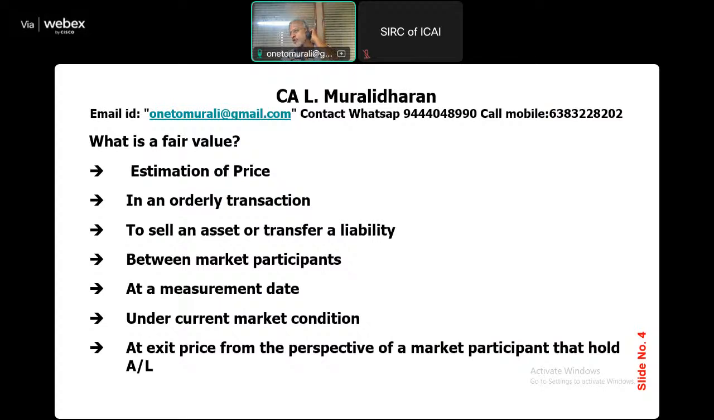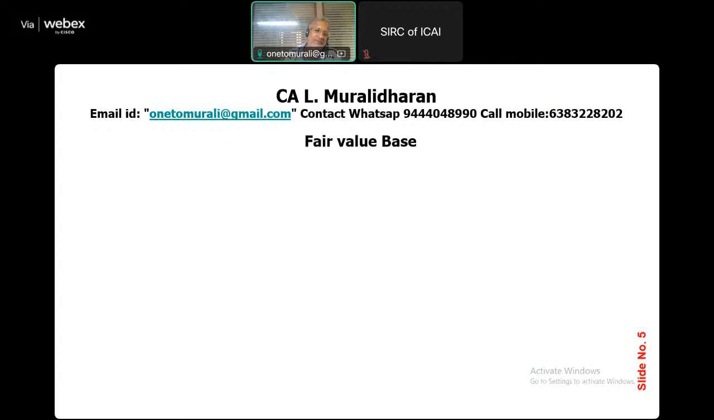We are not going to talk about a forward market. It is about the current market condition at exit price from the perspective of a market participant that holds the asset or liability. Exit price is always a selling price. Of course, we have in the third point to sell an asset or transfer a liability. So these are the very important points that you have, so please be careful with that.